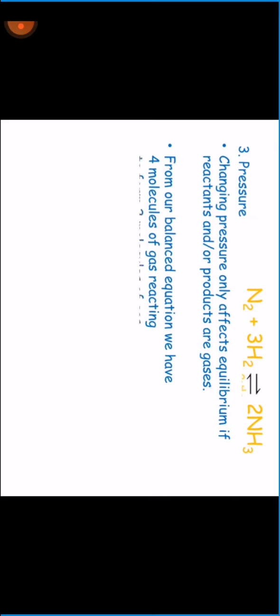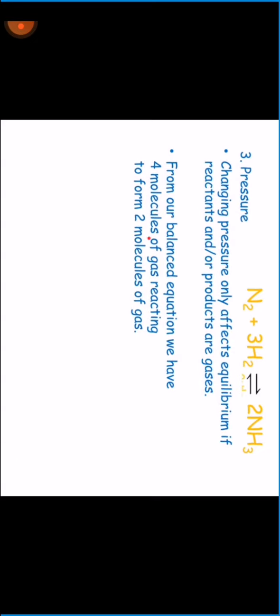So the last stress that we're going to look at is pressure, and here's our reaction again. And we know that changing pressure only affects equilibrium if the reactants and the products are gases. Now, nitrogen is a gas and hydrogen is a gas, and ammonia is also a gas. So we can see from our balanced equation, we have 4 molecules of gas reacting and 2 molecules of gas forming. That's coming from the 1 plus the 3 for the reactant side, which is 4, and then 2 for the product side.